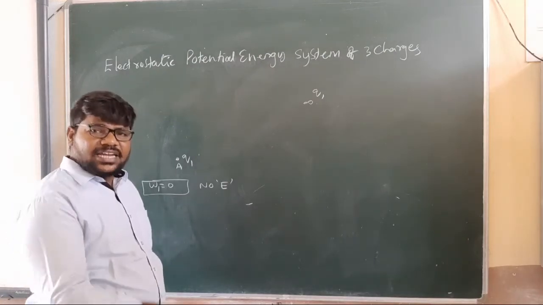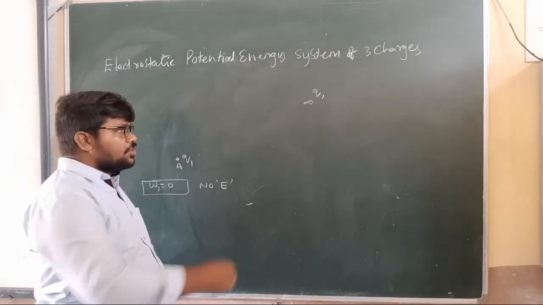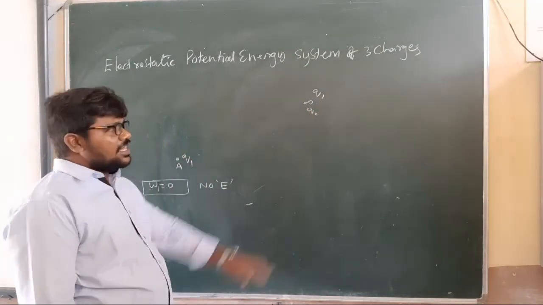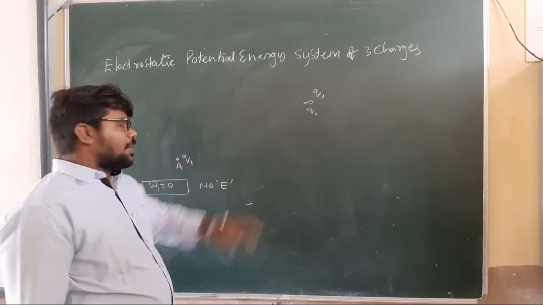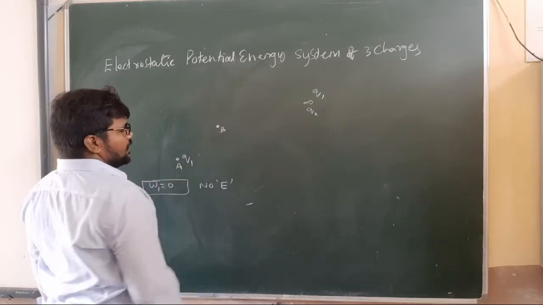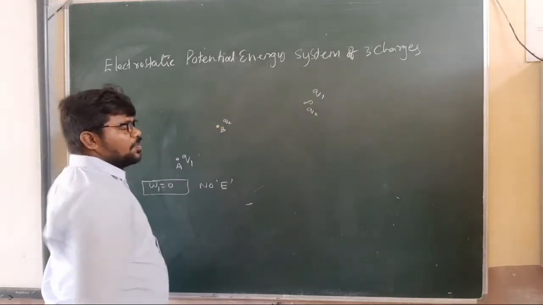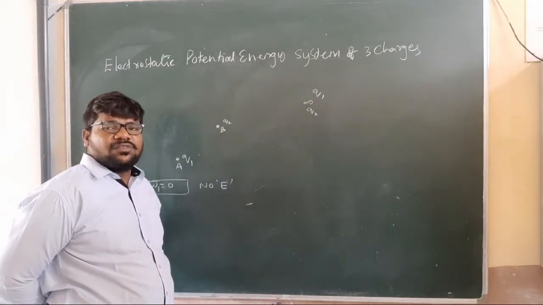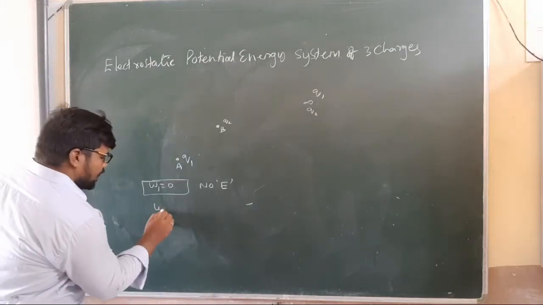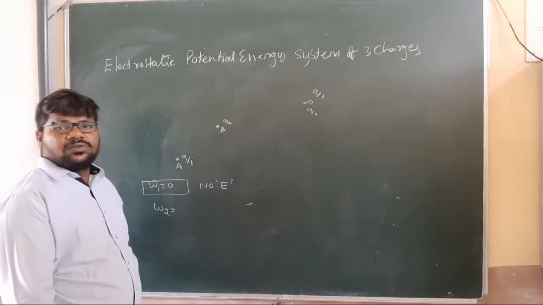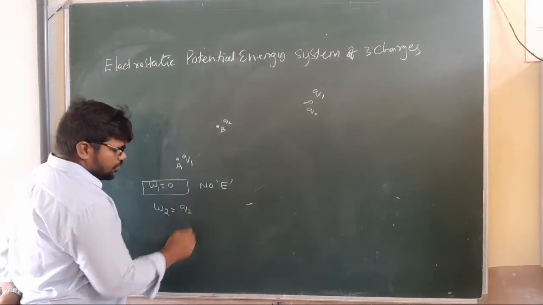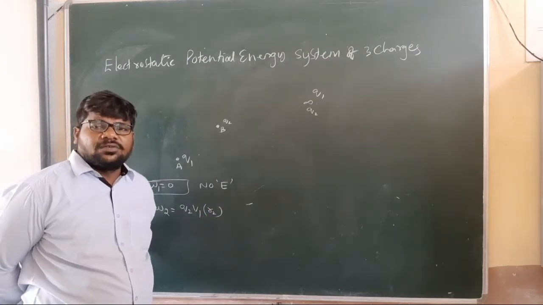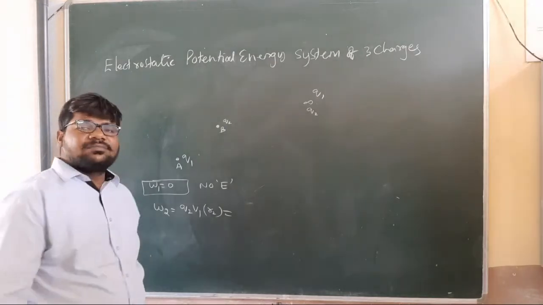Next, coming to the second charge, my children. The charge q2 is taken from infinite distance and placed at point B. Here some amount of work done is there, given by W2. W2 is equal to q2 into V1 with respect to r2. This we have to write, my children.